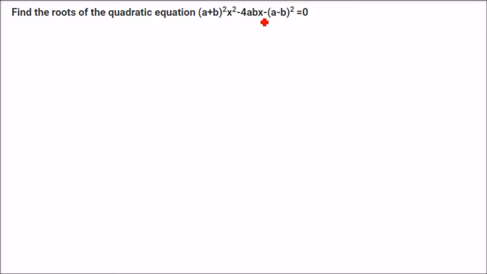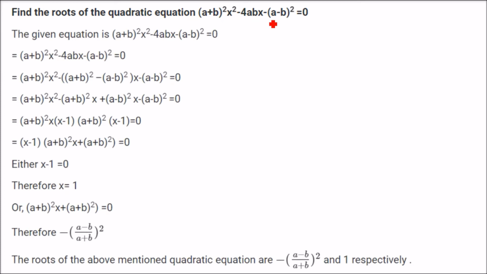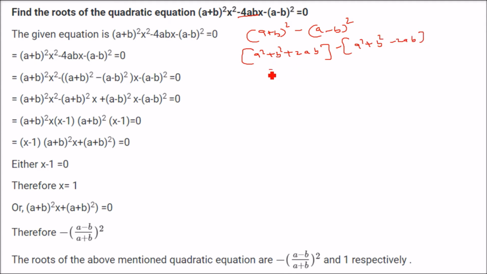Now (a plus b) whole square x square minus 4abx minus (a minus b) whole square. For 4ab, you have to write, see, if I write (a plus b) whole square minus (a minus b) whole square, what do you get? This is a square plus b square plus 2ab, and this will be a square plus b square minus 2ab. If I expand it, a square plus b square plus 2ab minus a square minus b square plus 2ab. This gets cancelled. This will be 4ab. So for 4ab, I am writing (a plus b) whole square minus (a minus b) whole square, right?